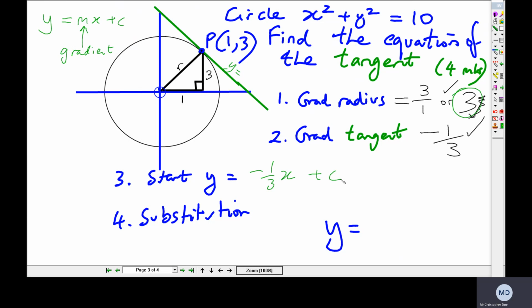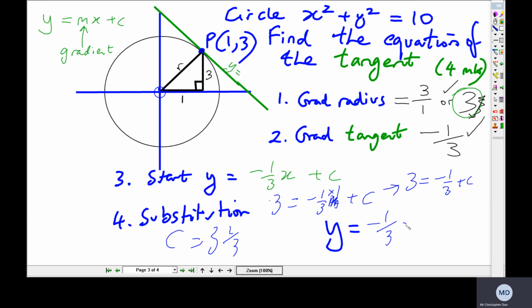Right. Hopefully you've done this. Hopefully you've done y equals. Finish off this one. Y equals 3. 3 equals minus a third x plus... minus a third times 1 plus c. I'm going to get 3 equals minus a third, plus c. I've got c equals 3 1/3. If you get c is 3 1/3, your final answer should be y equals minus a third x plus 3 1/3. Give you 4 out of 4.